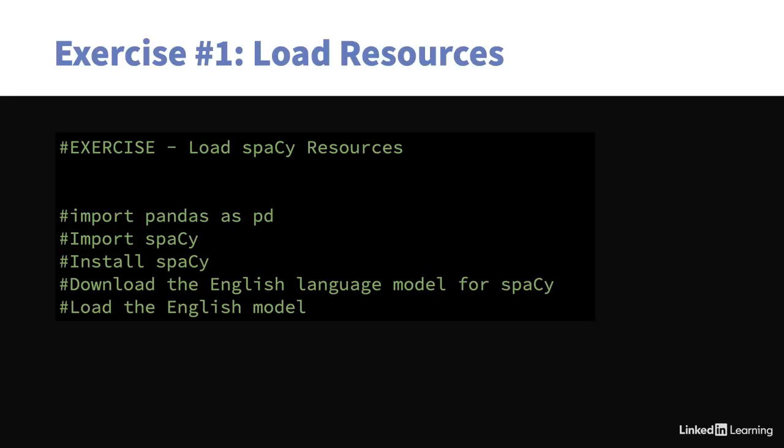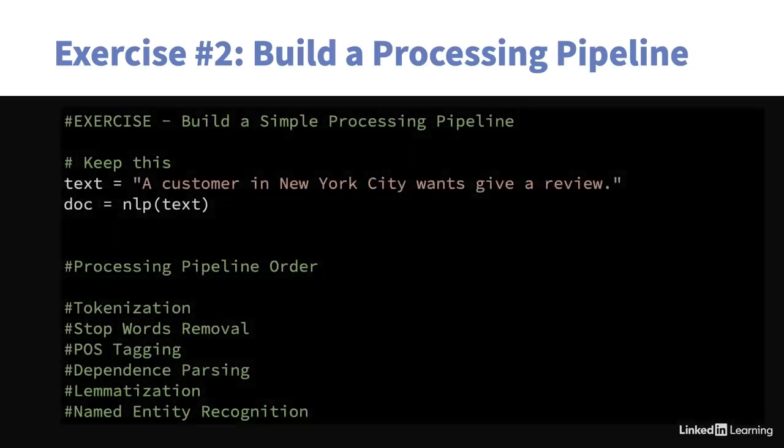First, you'll import the following resources: pandas and spaCy. You'll then install spaCy and download and load the English model for spaCy. You will then build a simple processing pipeline where you will be given one example text.